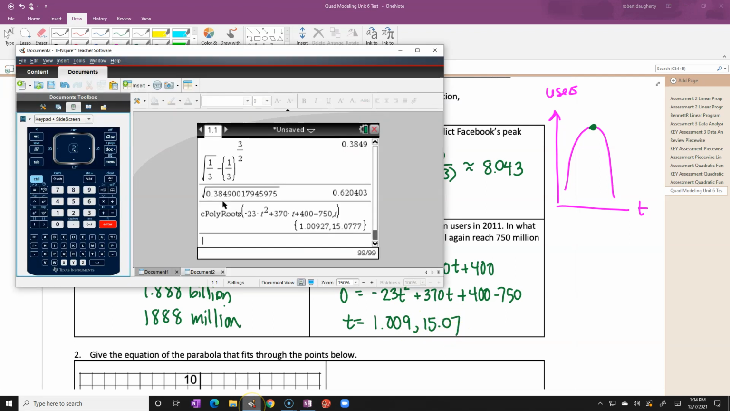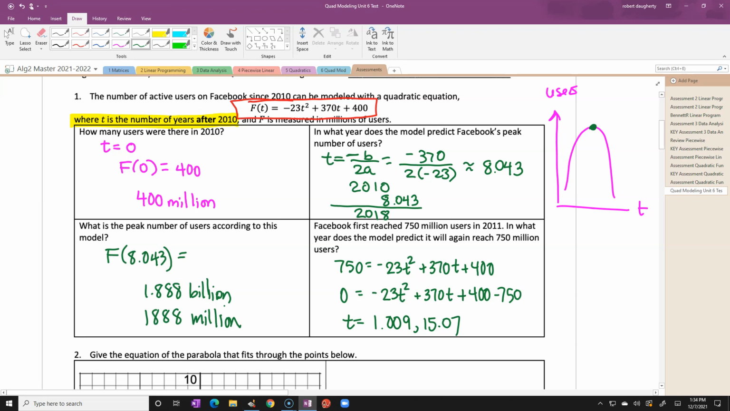Make sure those are right. 1.009, 15.07. Well, 1.009, that's the year 2011. We already knew that one. The next year is going to be, well, 2010 plus 15.07. That's the year 2025.